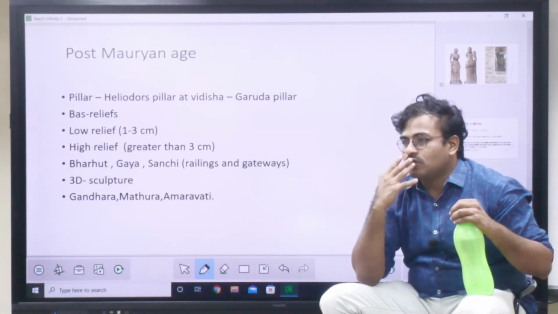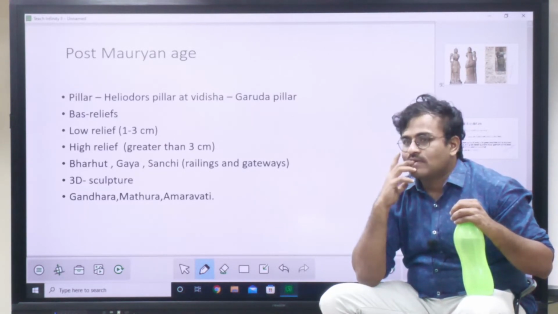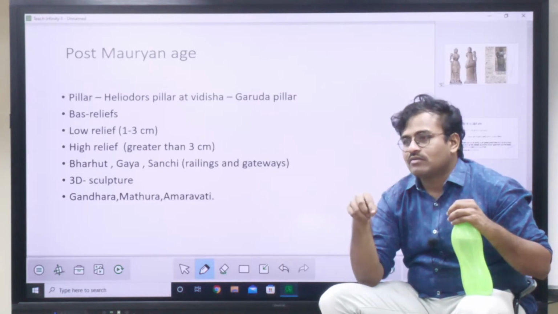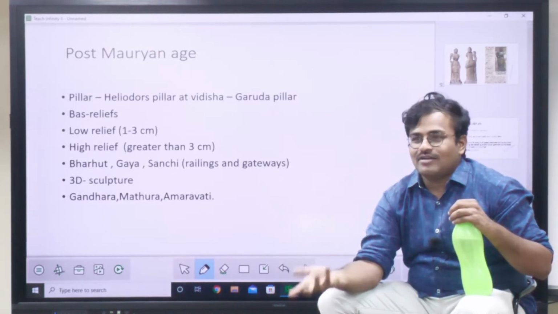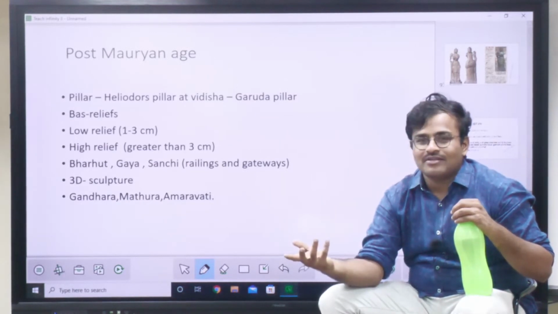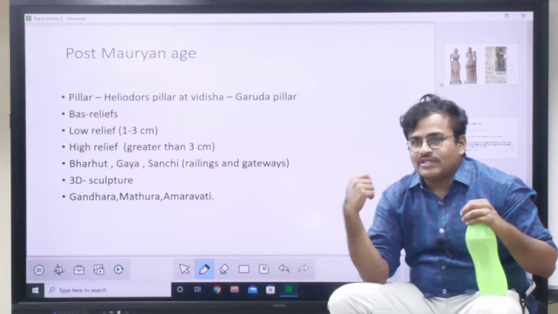How is Buddha's death shown? Mahaparinirvana is depicted in the form of a stupa. After death, what will happen? He will be buried. And on burial, what will they construct? A stupa. So the stupa is the representation of the death of Buddha. So these images are mainly depicted.